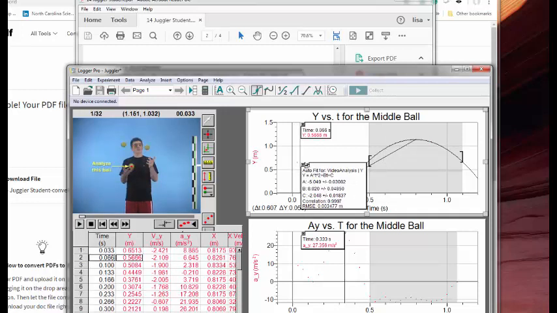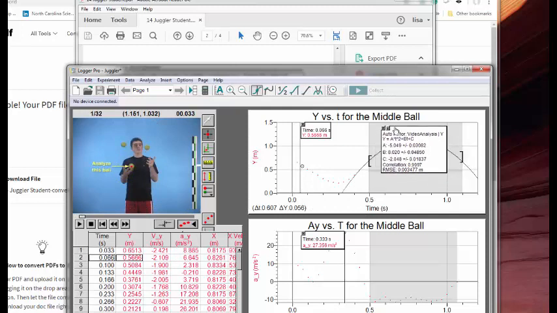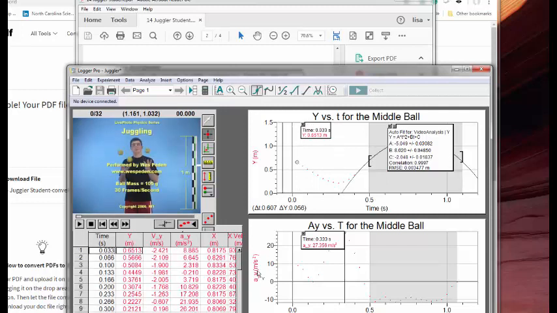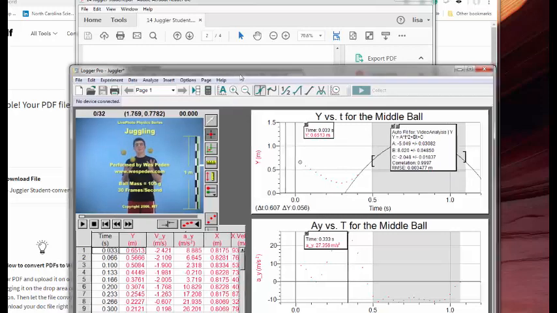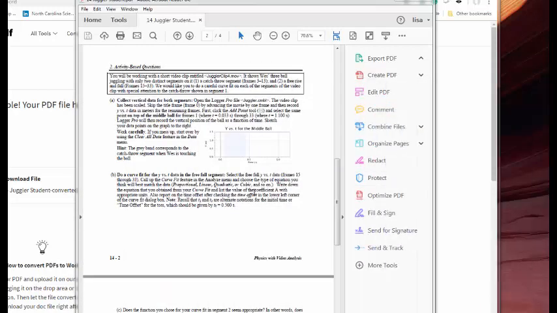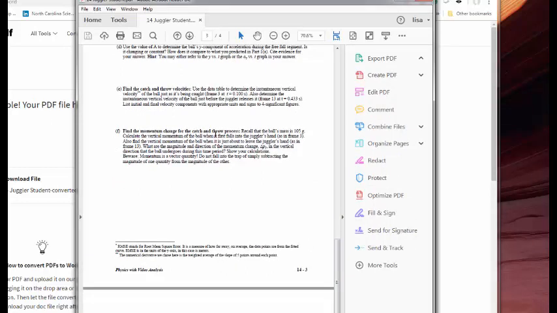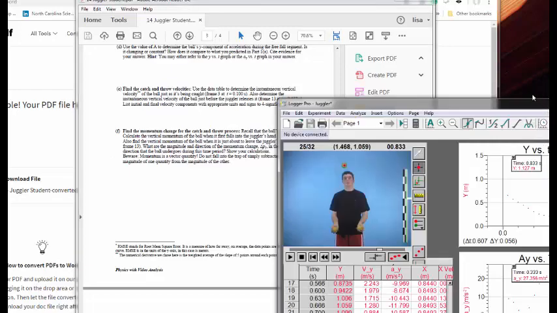So this is a very good way for you to find your gravity value, which you're asked to find, your acceleration in the y direction, which would be the value of gravity, or close to it. So that's one thing that you're going to do. The next thing that you're going to do is find the change of momentum for the catch and the throw process. To do that, you're going to go back to your data chart and find the velocity at frame 3 and the velocity at frame 13. And they tell you that the mass of the ball is 105 grams.